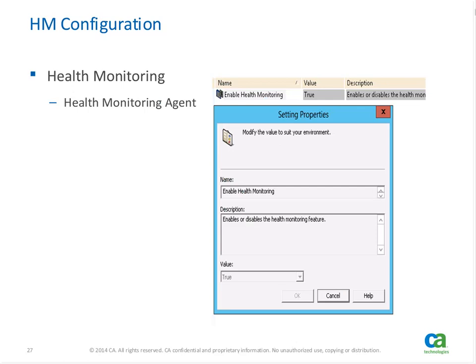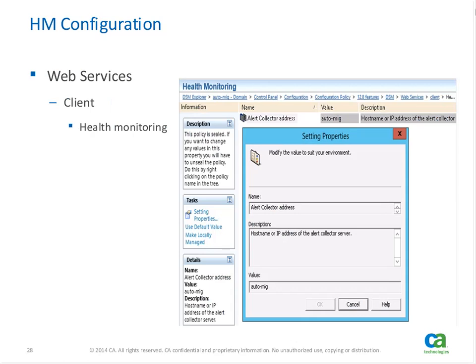Health monitoring agent. Again, by default, the agent is set to false, so you want to change it to true, or you're not going to get any alerts. Where do you want the agent to report? So you go up under Web Services Client Health Monitoring, and you put the host name or IP address of where its collector is. Obviously, you can use the host name if you have reliable DNS. If you don't, then you can use the IP address.